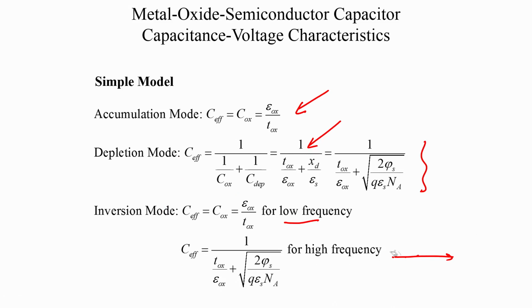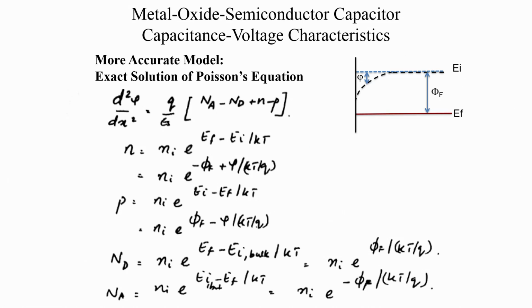In order to get a more accurate model, we need to solve Poisson's equation more accurately. The very general Poisson's equation is simply d square phi by dx square equals q by epsilon into the acceptor ions, donor ions, electrons and holes. You can't get more general than this for our case.